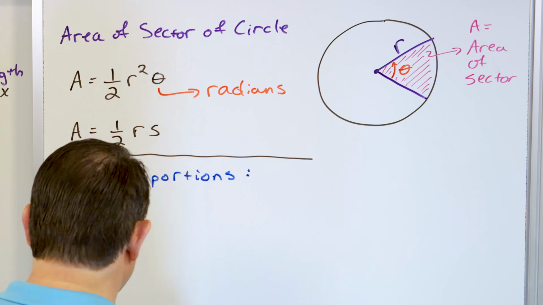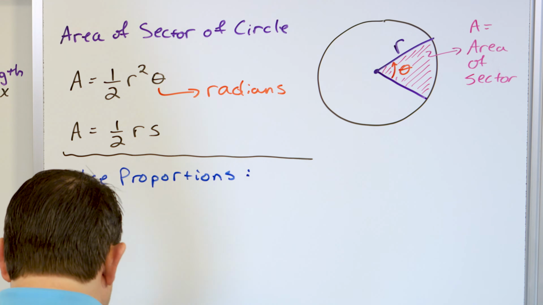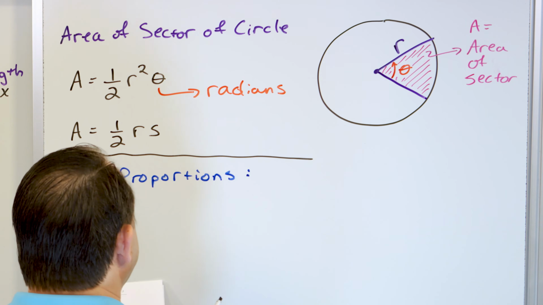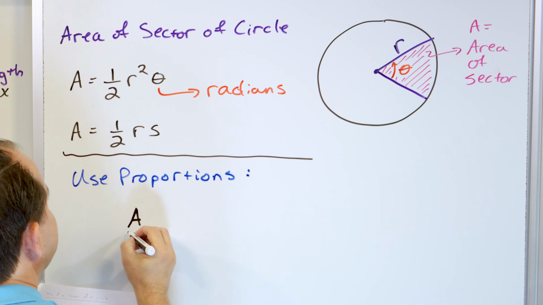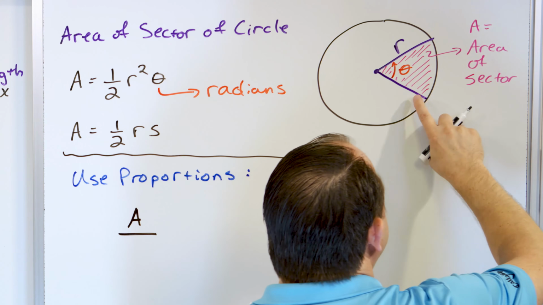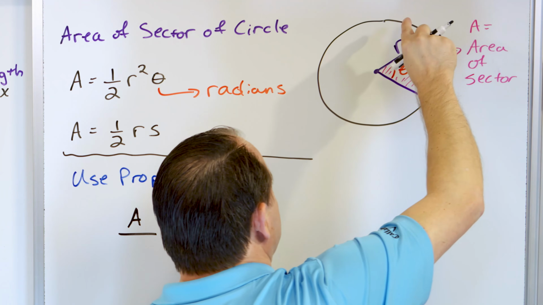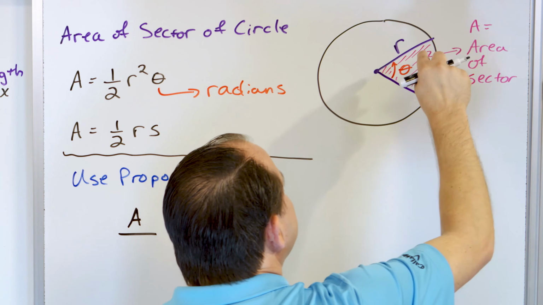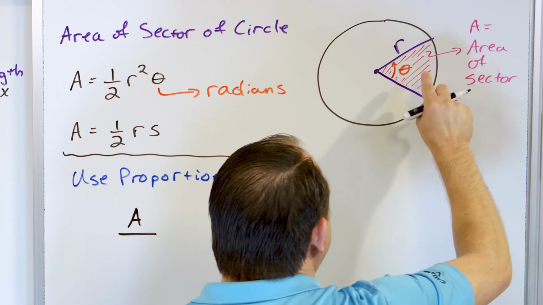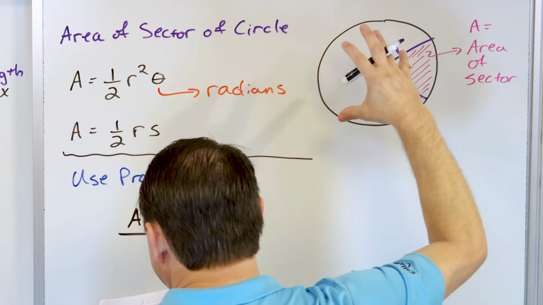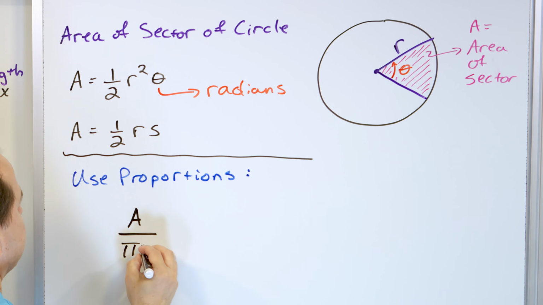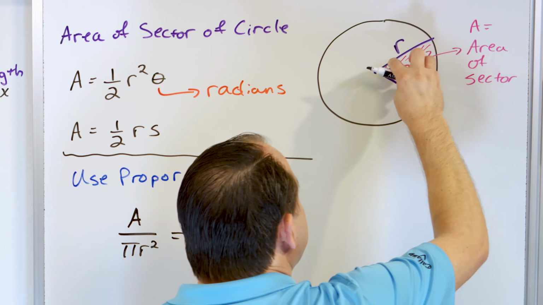What we're going to do is use proportions. We're going to say, all right, the area of this sector of a circle, which is A, so the area of this shaded region, compared to the area of the entire circle as a ratio is what? So that's just A, which we're trying to find. What is the area of the entire circle? It's pi r squared.